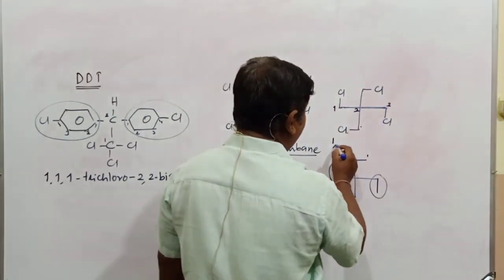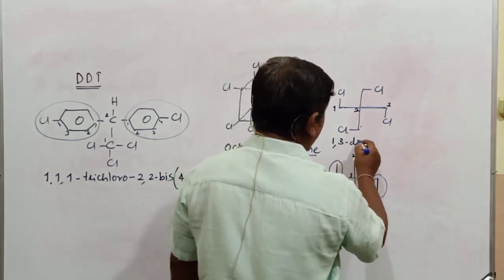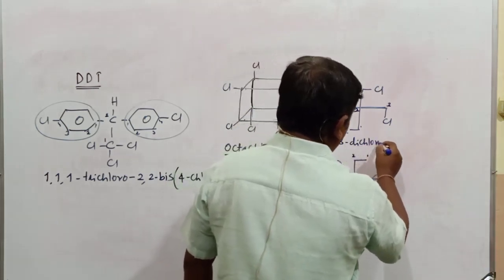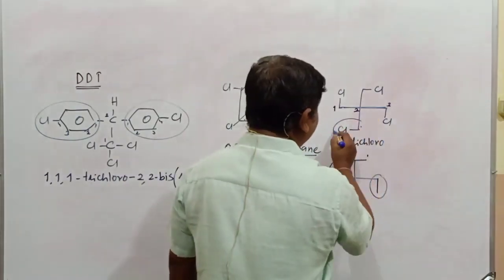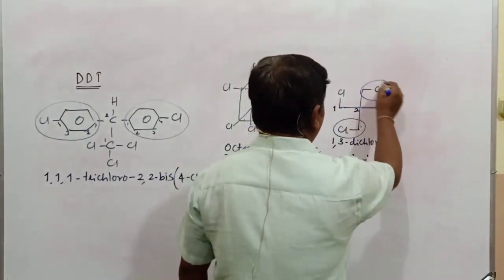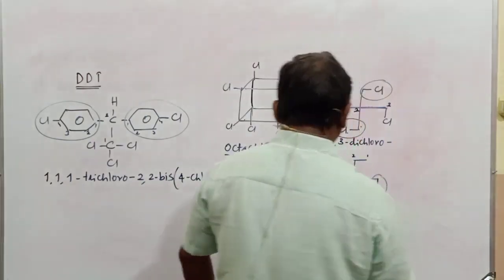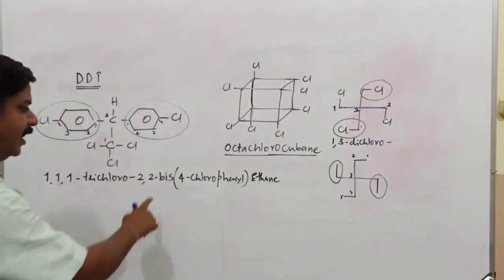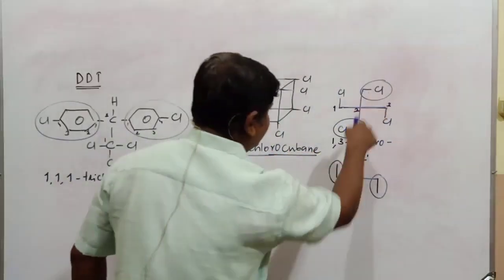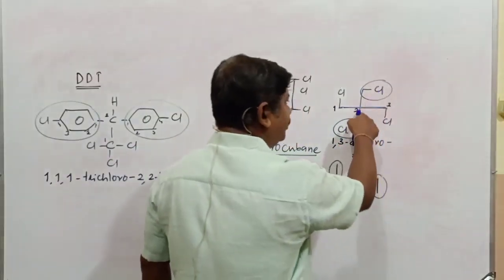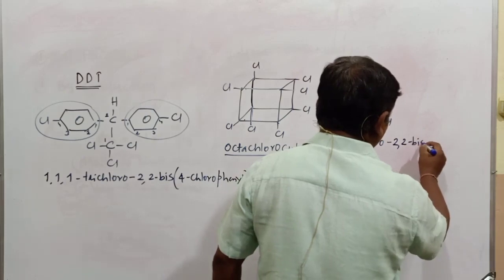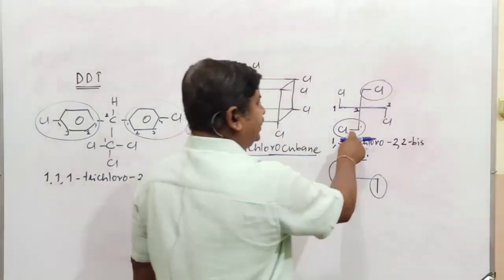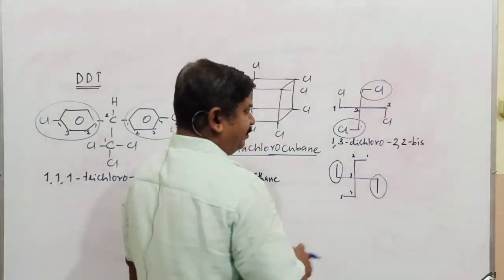So first I will write 1,3-dichloro first. Next, on the second carbon atom, this is one particular group and this is another particular group. As in the case of the DDT structure, here also we have to consider that the same groups are present, and both groups are present on the second carbon atom. So 2,2, again it is bis.